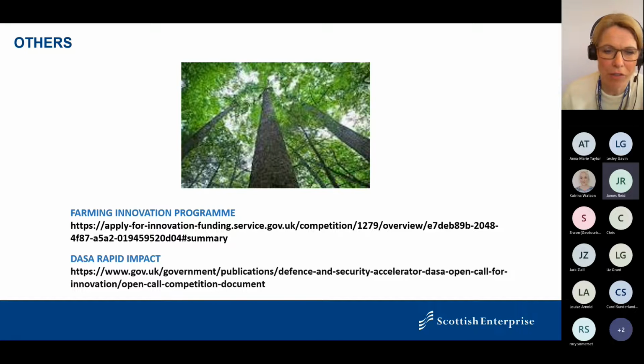So the Farming Innovation Programme, for example, was looking at significant industry challenges and opportunities in a number of sub-sectors, which include livestock, plants, food production, bioeconomy and agroforestry. So I thought that's bound to be of interest and relevance to the group here. And the DASA Rapid Impact as well, which is an open call looking at the defence and security sector, but there's nothing to say that with further exploration that might not be an opportunity.